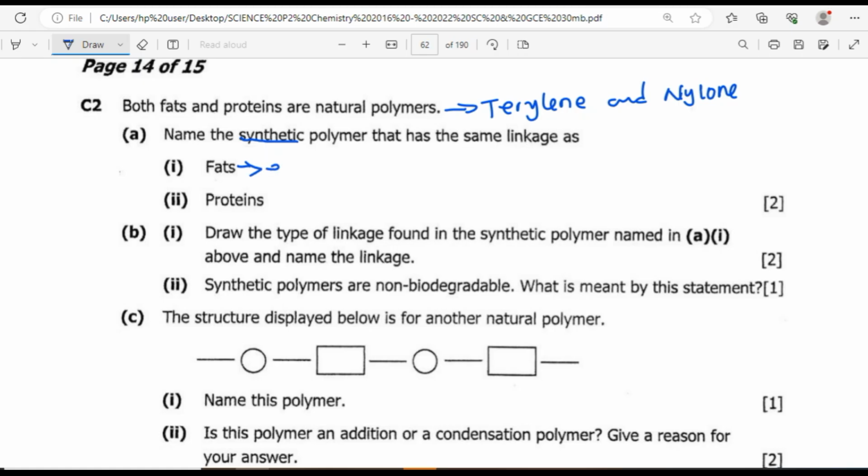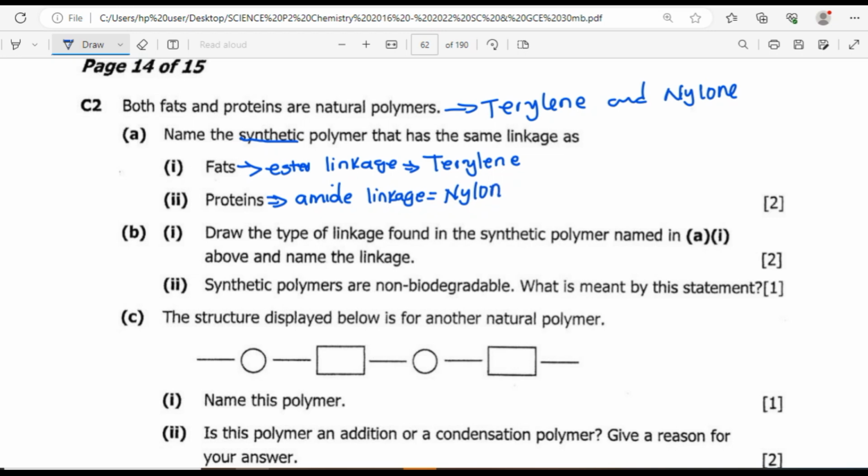So in fats we have ester linkage. So which man-made polymer, from terylene and nylon, has an ester linkage? It is terylene. So the similarities between fats and terylene are: number 1, they are both condensation polymers. Number 2, they have the same linkage. Then for proteins we have amide linkage, or polyamide if it's so long. Then we have here nylon. So nylon and proteins share the same linkage.